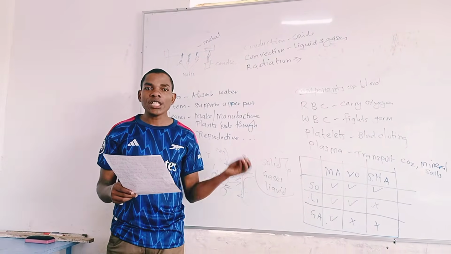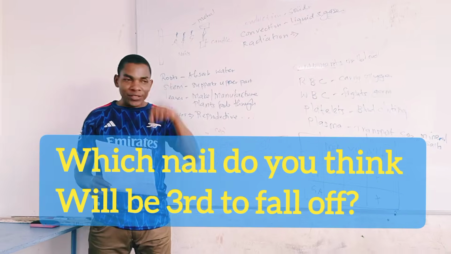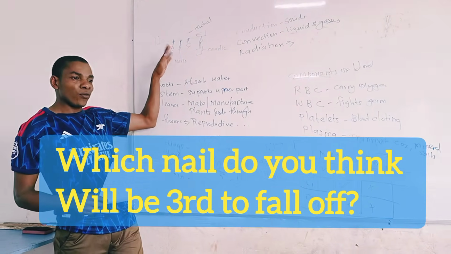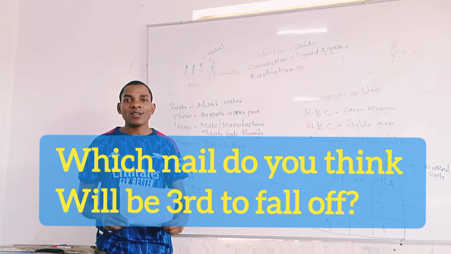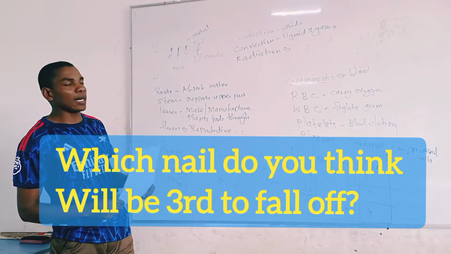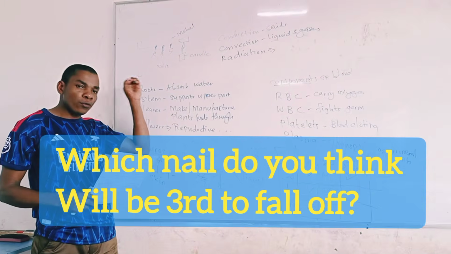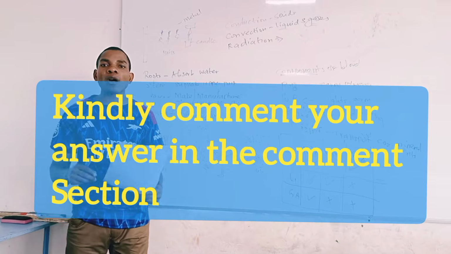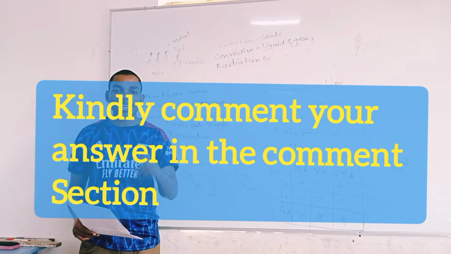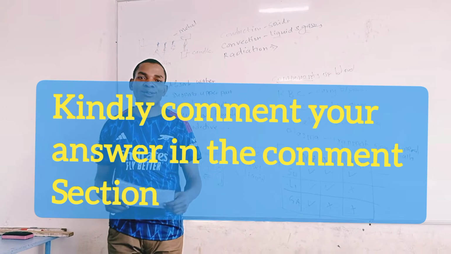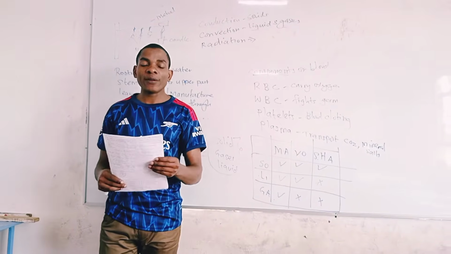So which nail? Swali uniwekea hapo kwa comment section. Which nail do you think will be the third to fall off? Ni gani unaona itakuwa ya tatu kuanguka? Kulingana na vile nimekueleza. Hebu teremsha hiyo jibu hapo kwa comment section haraka, ili niweze kuendelea. Nimeona kuna watu wamedrop. Thank you for those answers. Nimeona wamepata. So let us continue.